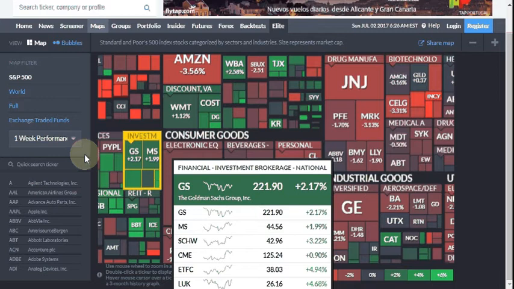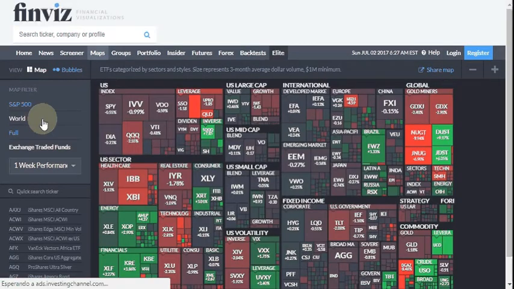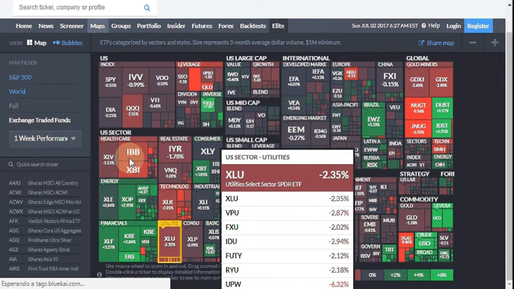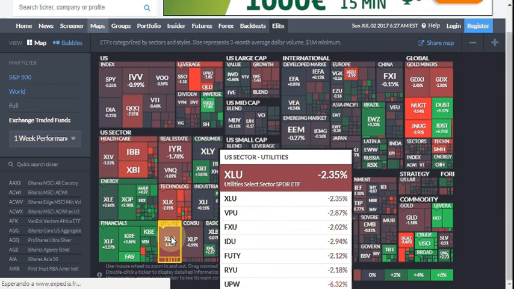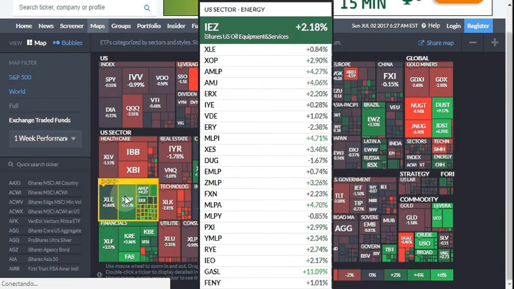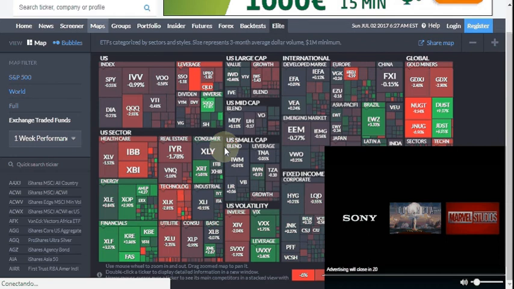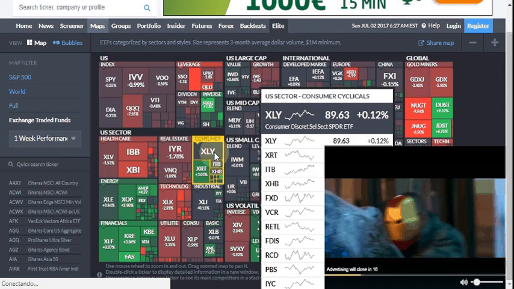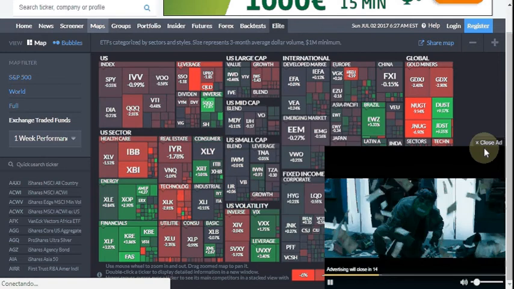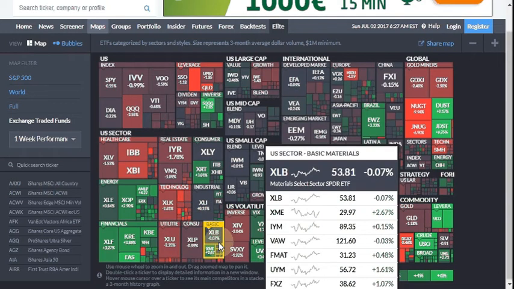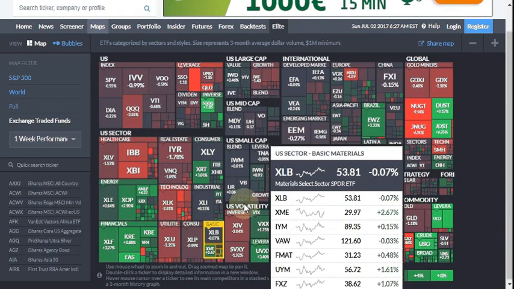So now let's have a quick look at the ETFs. You see the indices in red. Over here the sectors, healthcare, real estate, technology, utilities, consumer non-cyclicals, all of them in red, energy green, financials in green, consumer cyclicals up. Sorry, I want to close the ad. Over here industrials, yeah, rising, and basic materials, down but a little bit.